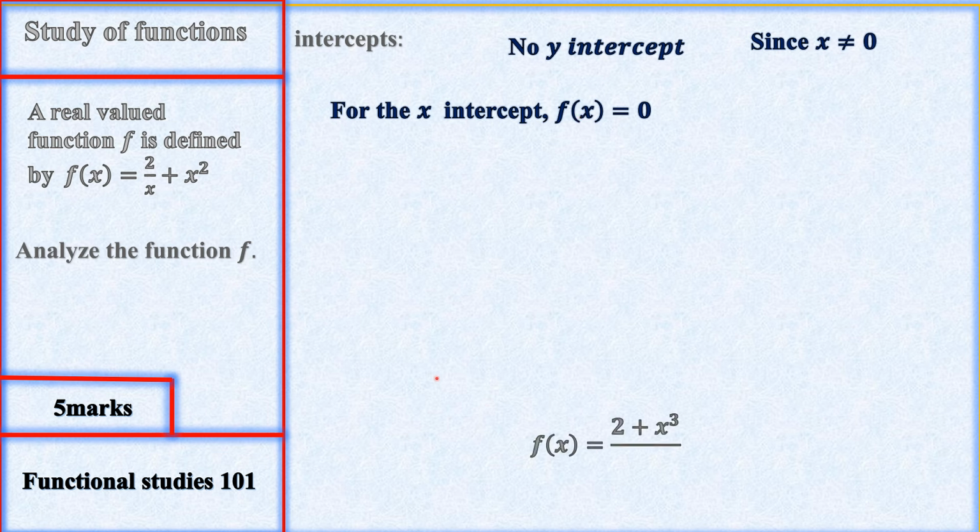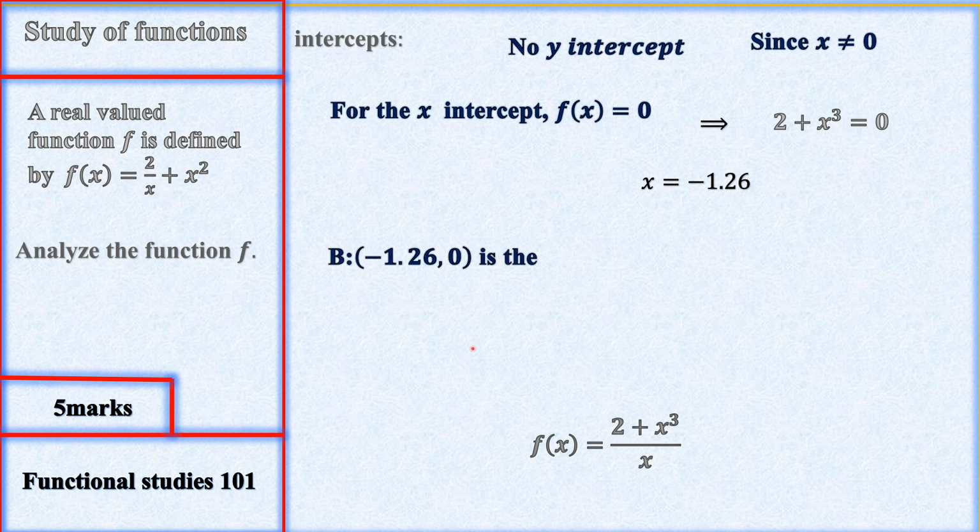Equating, we know that our function can also be written as 2 plus x cubed over x, where you add this 2, you can write it like this. So equate this to 0. Since the denominator cannot be 0, only this part can be 0: 2 plus x cubed. It will be equal to 0 if there is an x-intercept. When you solve that, you have x equal to minus 1.26. Since the function takes a value of 0 at this point, the point having coordinates (-1.26, 0) is the x-intercept.